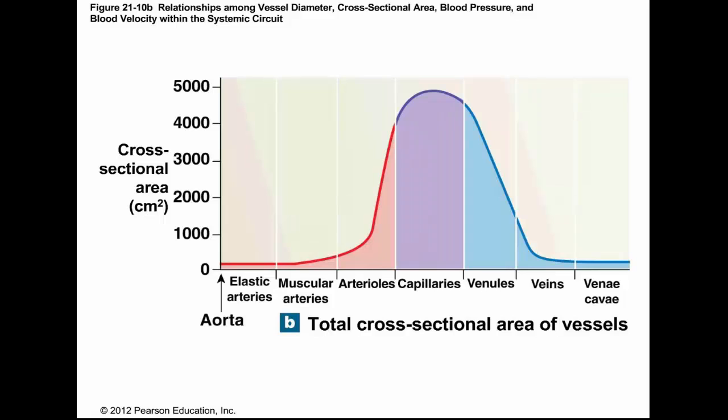Here we're looking at the cross-sectional area in centimeters squared. You can see that the capillaries have by far the greatest cross-sectional area, which is very important because it's there that all of the nutrients, oxygen and carbon dioxide are exchanged with all of the living tissues. So we need the cross-sectional area to be the greatest in the capillaries.